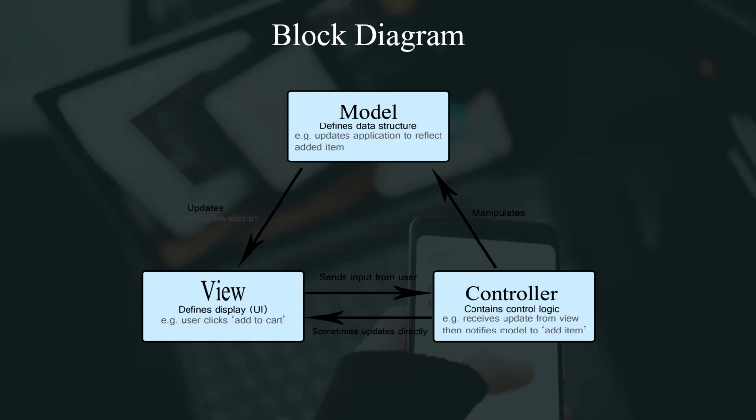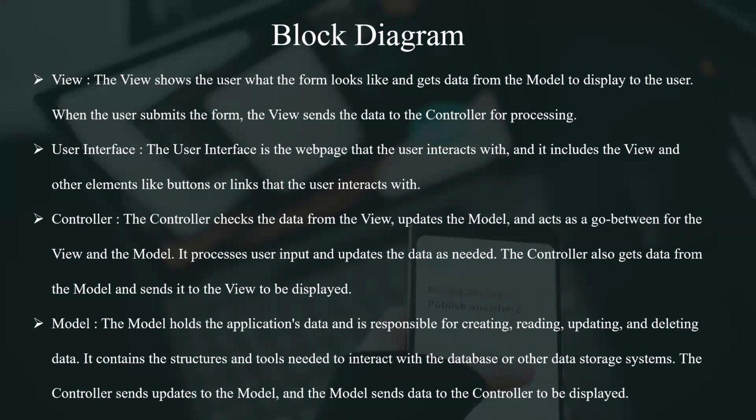Coming to the view, the view shows the user what the form looks like and gets data from the model to display it to the user. When the user submits the form, the view sends the data to the controller for processing. Next, the controller. The controller checks the data from the view, updates the model, and acts as a go-between for the view and the model. It processes user inputs and updates the data as needed. The controller also gets the data from the model and sends it to the view to be displayed.